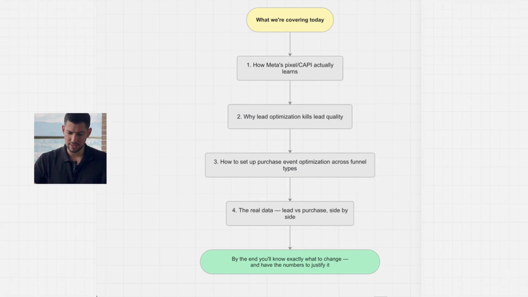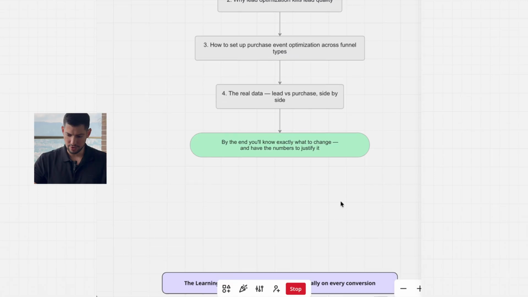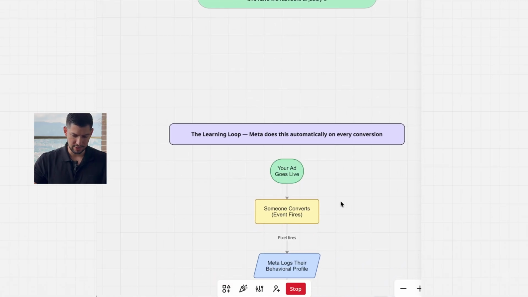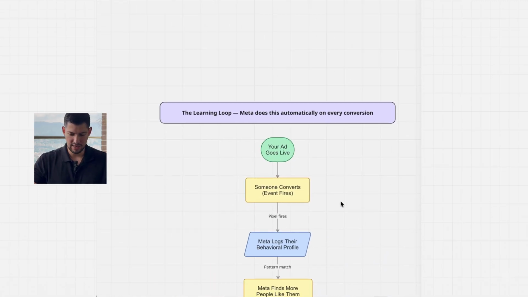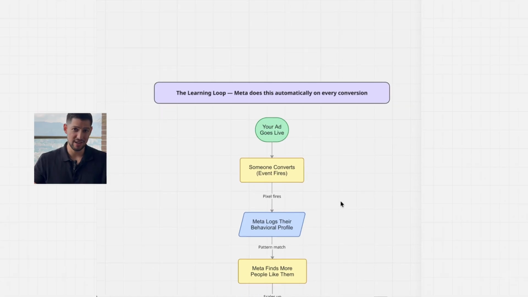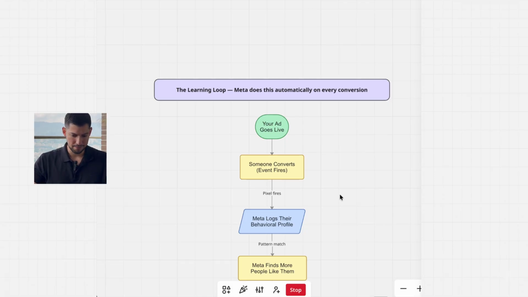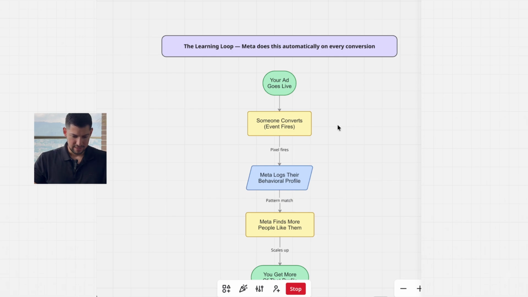By the end of all this, you'll know exactly what to change and what numbers you have so you can justify running the better optimized campaign. Again, it's all about testing, right? That's what we always say. If you've got something that's working, great. But if you always want to test and improve, this is a really good way to try it. So, all right, here is essentially how it all works.